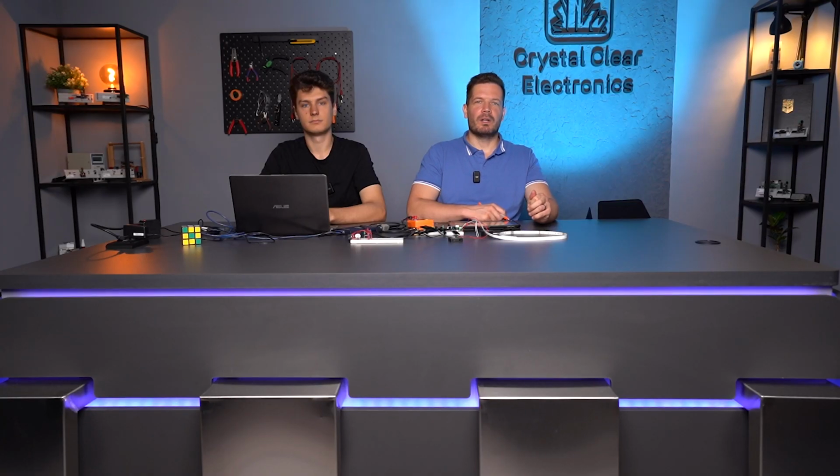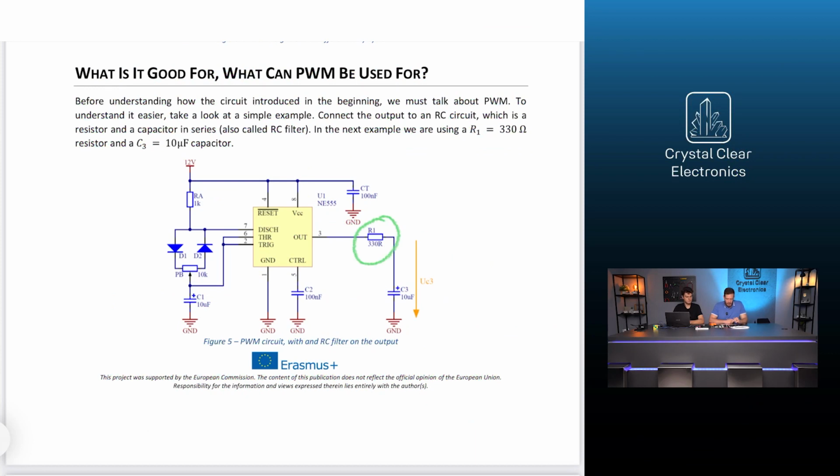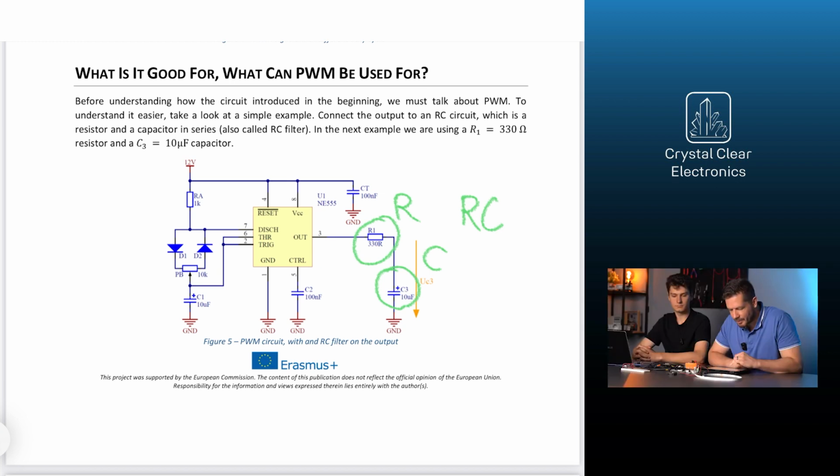Let's delve a little deeper into understanding how our connection works. For an easy understanding of PWM, let's first look at a simple example. Let's connect the so-called RC tag to the output, which is simply a resistor and a capacitor in series. This is also called an RC filter. Let's build in a 330 ohm resistor and a 10 microfarad capacitor. These are the components marked with R1 and C3 on the diagram.